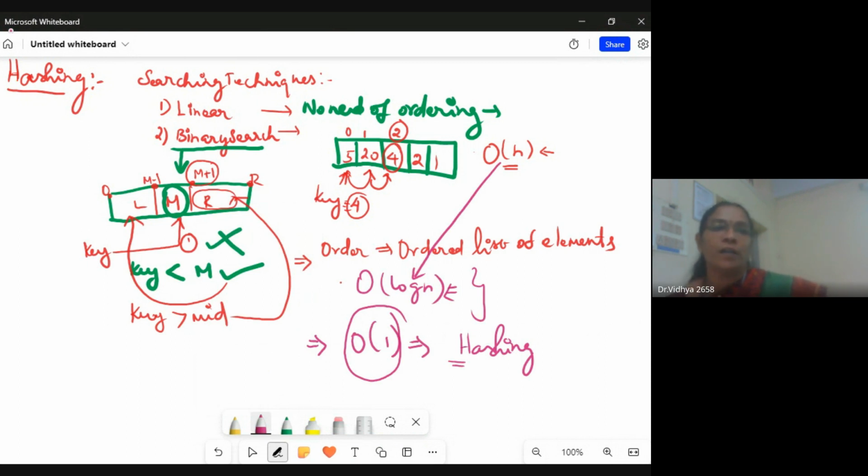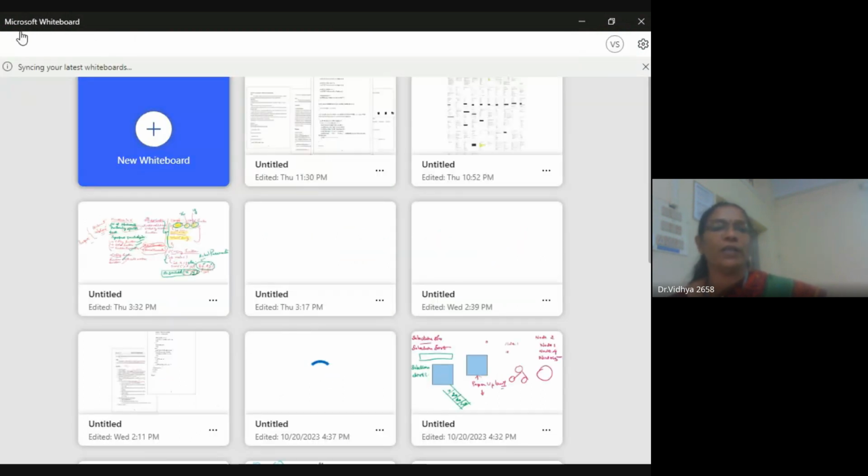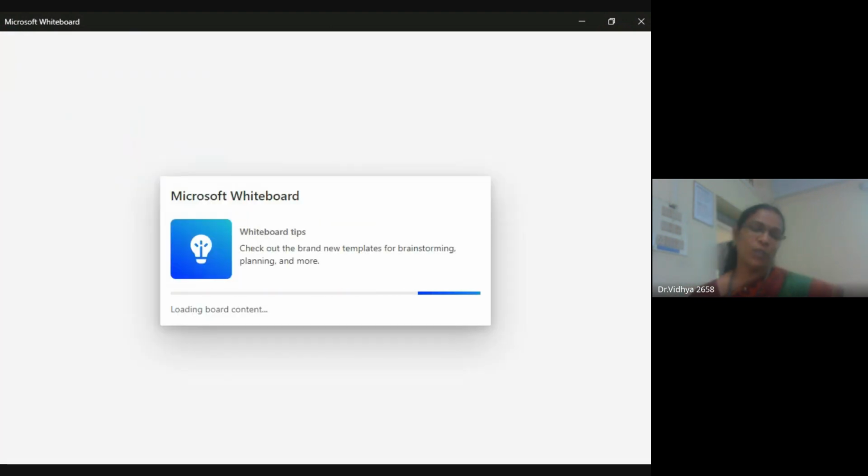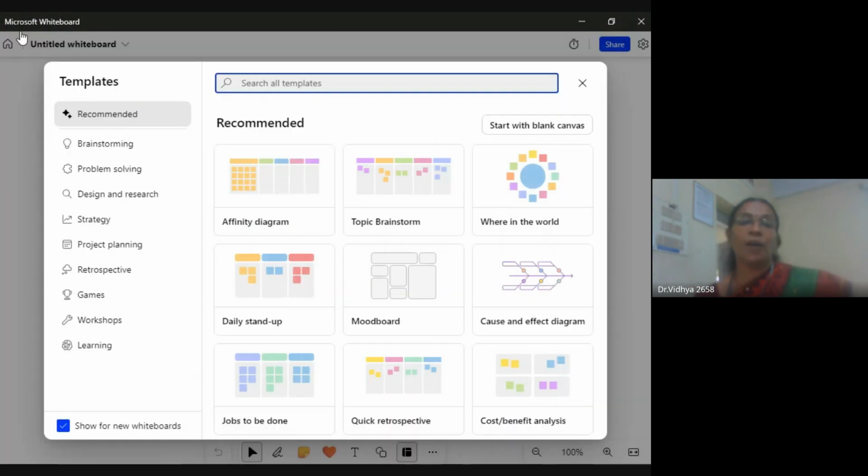Are you all clear about the reason for using the hashing technique? We are going to obtain the time complexity as order of 1 instead of order of n or order of log n. So that's why we are using the hashing technique. Then let us come to this hashing technique.